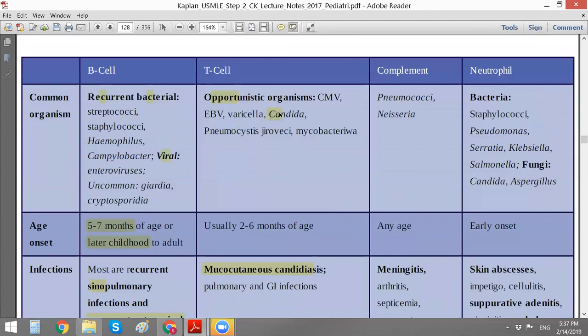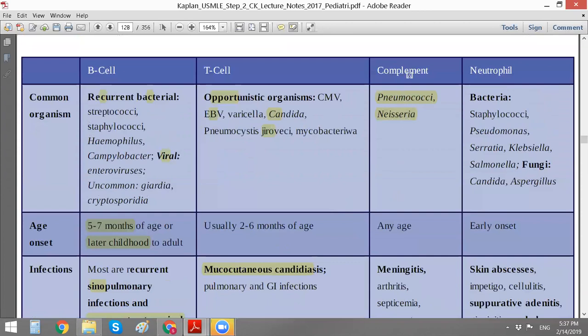Candida is very important here. EBV is important. Pneumocystis jirovecii, mycobacteria. Complement is pneumococci and Neisseria. So this is just like the spleen thing, I think. Spleen also has the pneumococcus and the Neisseria.